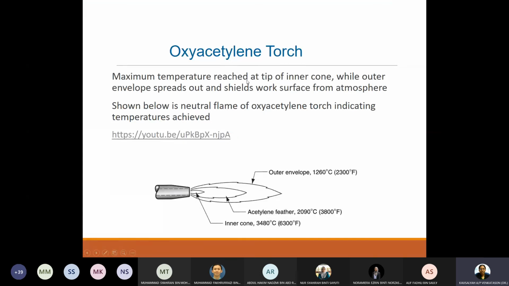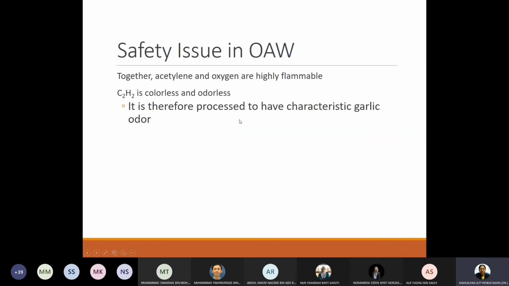The maximum temperature reached at the tip of the inner cone is 3480 degrees Celsius, while the outer envelope is, of course, much lower, and spreads out and shields the work surface from the atmosphere.